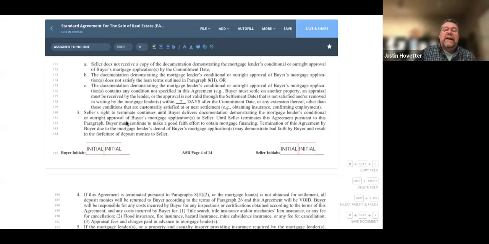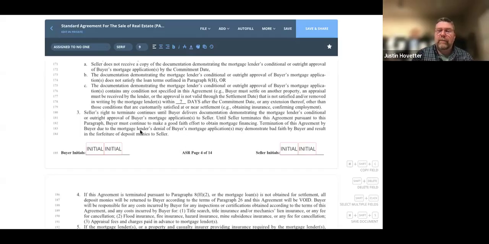That seller's right to terminate continues until the buyer delivers documentation demonstrating the mortgage lender's approval. So that seller has the buyer over a barrel until they can provide that information. Until the seller terminates this agreement pursuant to this paragraph, the buyer must continue to make good faith effort to obtain the mortgage financing.